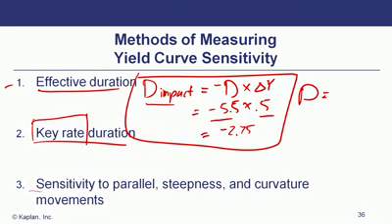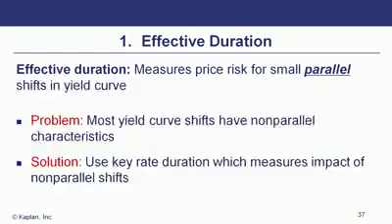And we also have sort of an unspecified model where we can separately measure the sensitivity of the value of the bond to a parallel change, plus a steepness change, plus a curvature change. I don't think you need to worry about this one a lot, but I would worry a lot about this one, and I'd worry a lot about this one. Okay, so effective duration measures the price risk for a small parallel shift in interest rates.